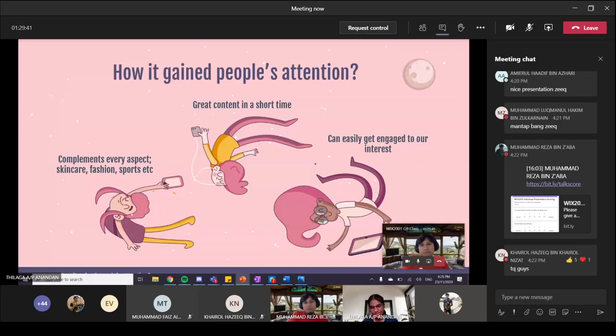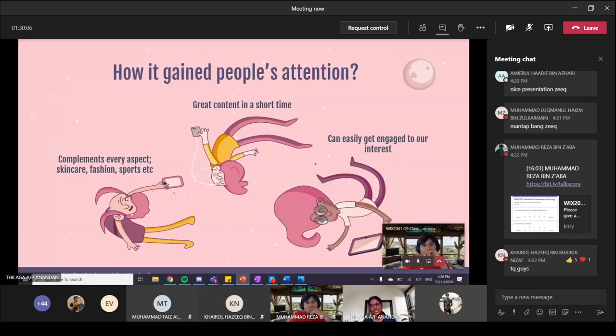It relates to everything and almost everyone. As you can see, the content of TikTok varies. There are a lot of contents. There are skincare contents, fashion, sports, movie recommendations, everything. So people get to choose what they want to see. And the last one is, as I told you just now, there are a lot of contents on TikTok.